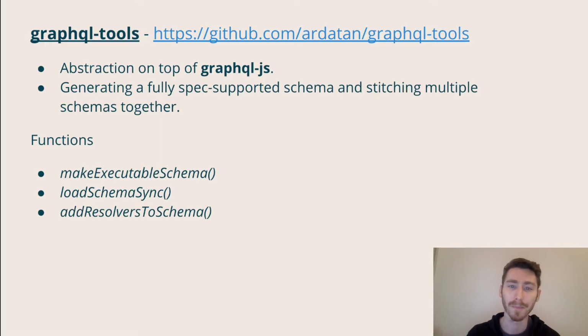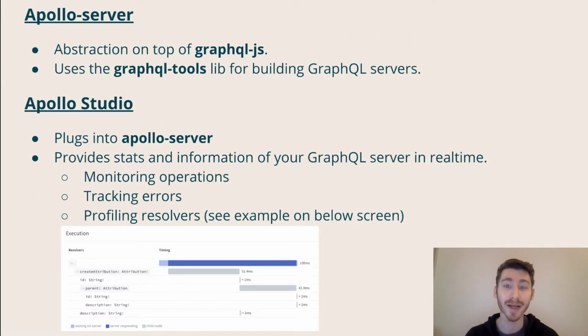Very popular, that one. Apollo Server is an abstraction on GraphQL.js as well, but it also uses the GraphQL tools library for building the GraphQL server. Introspection is disabled on production by default, but on non-production, it uses introspection to expose the /GraphQL playground endpoint. Then lastly, Apollo Server. It's not really a library, but I thought it was worth a mention.